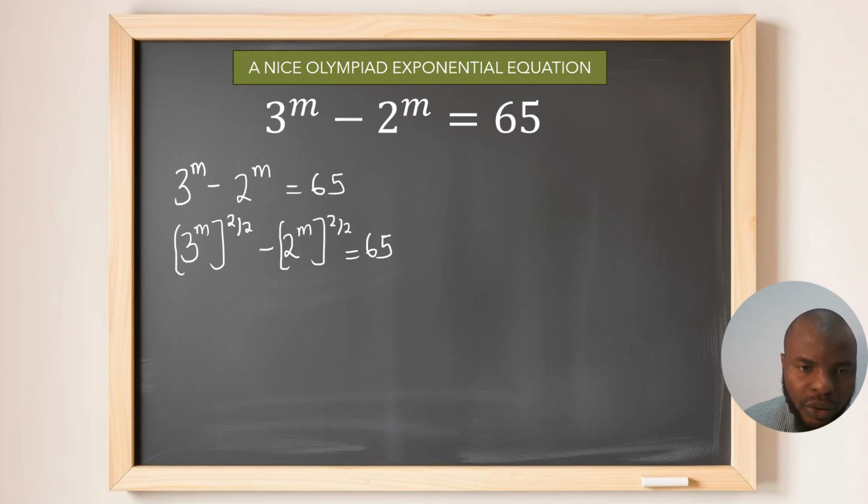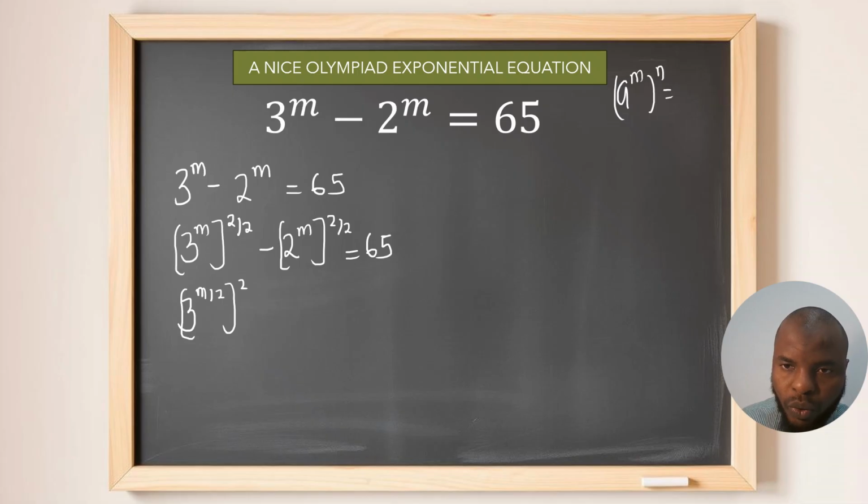If you look at this expression, this is still the same thing as this because 2 over 2 is equal to 1, which still gives the same value. Now, let me rewrite this. I can rewrite this as 3 to the power of m over 2, squared. Recall this law of indices that says that a to the power of m, raised to n, is equal to a to the power of m times n. So this is the rule I'm going to use here. So here also we can have 2 to the power of m over 2, squared, equals 65.